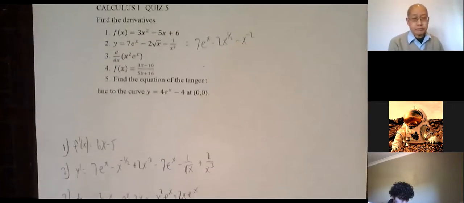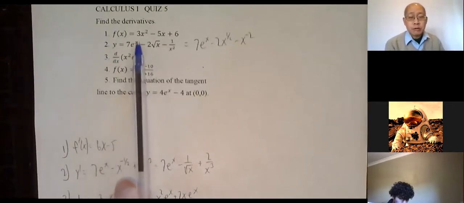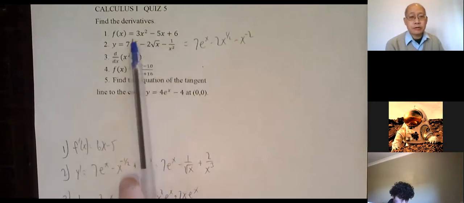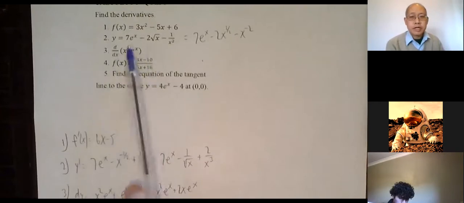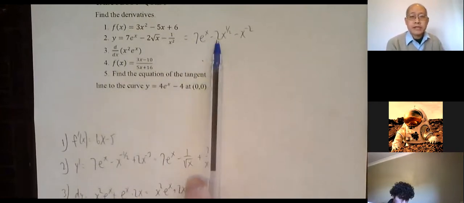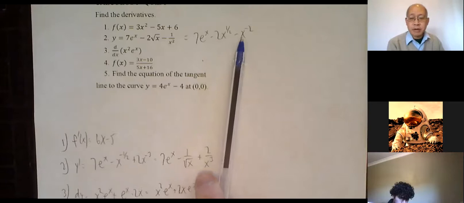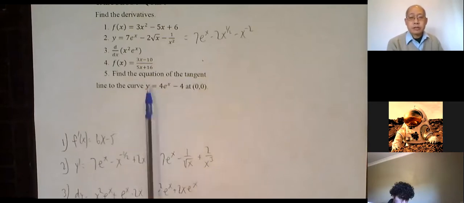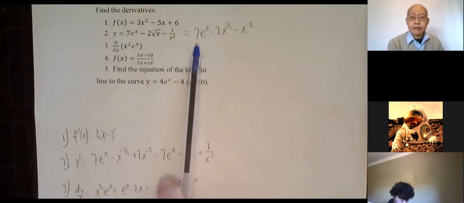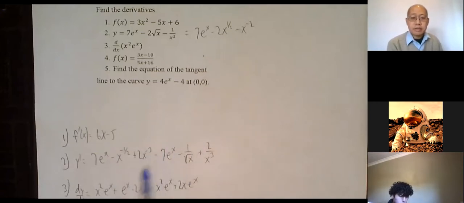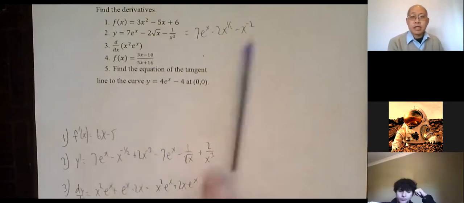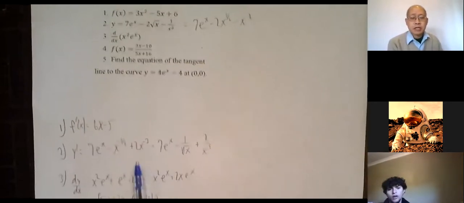Okay, anyway. Number one, pretty much nobody had any trouble with that. So 6x minus 5, that's it. For 2, you need to set this up first as 2x to the 1/2 minus x to the minus 2. Okay, so then you can use your rules. The derivative of 7e to the x is itself. Derivative of this becomes x minus x to the negative 1/2. And this becomes a positive 2x to the minus 3.